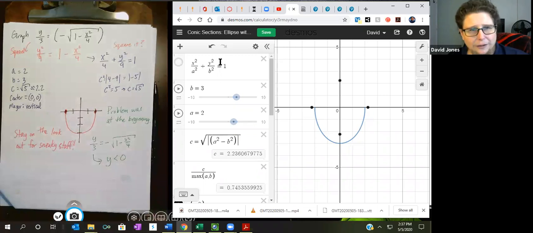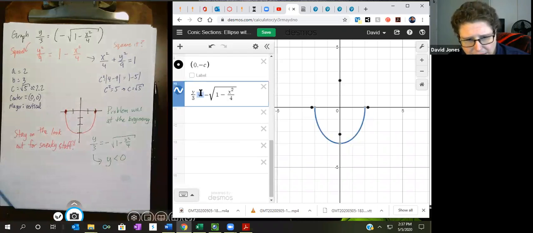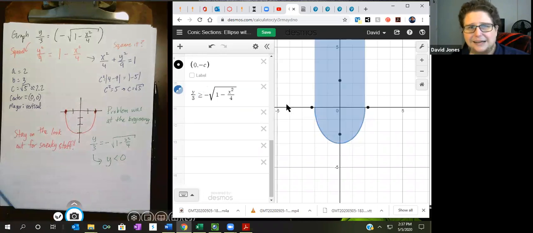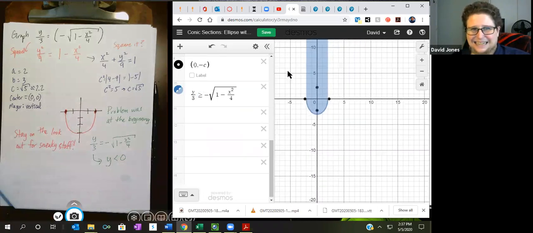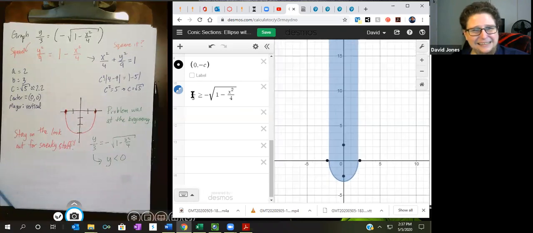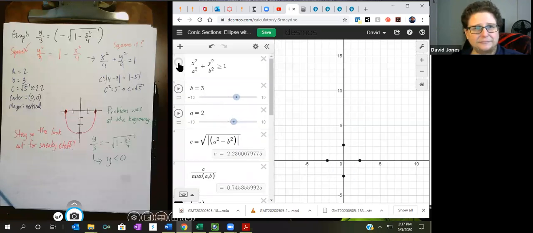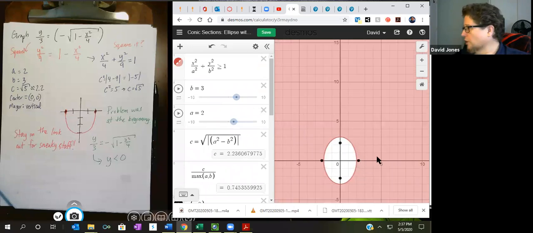How do the inequality symbols change this? Kind of curious what it looks like. Huh? Looks like a lightsaber. Funny. Okay, I'll turn that off. Okay, so what happens if we change this?